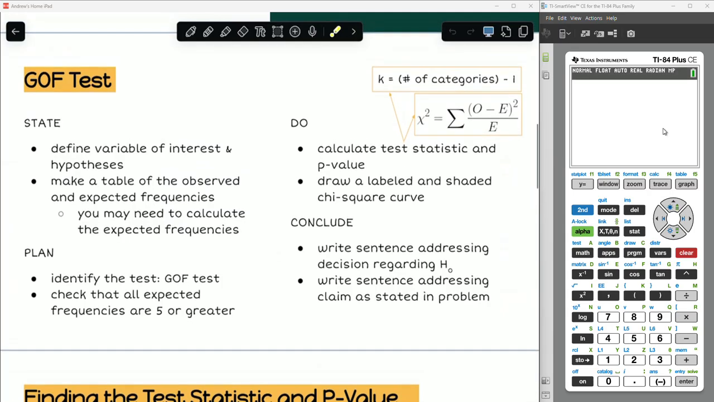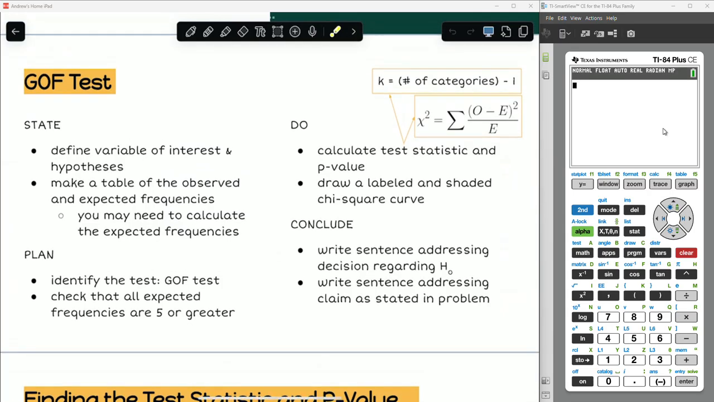So to perform this test, we know that we follow the 4-step state, plan, do, conclude. For the state, we're just defining the variable of interest, identifying our hypotheses, and sorting out what we're given in the problem. For problems like this, I need to make a table of the observed frequencies, so these are the ones from my sample, and then the expected frequencies, which are the predicted values. It is possible that we may need to calculate these.